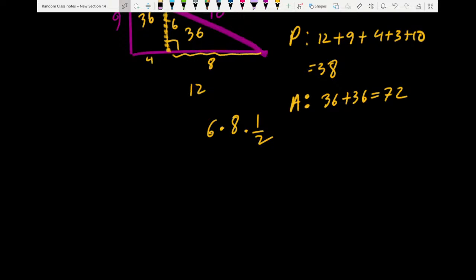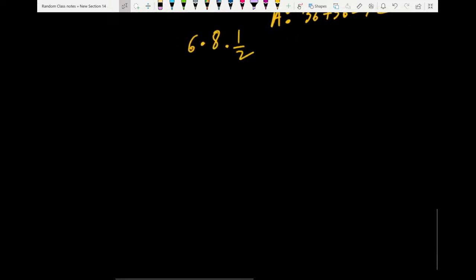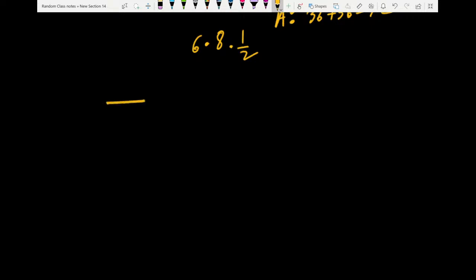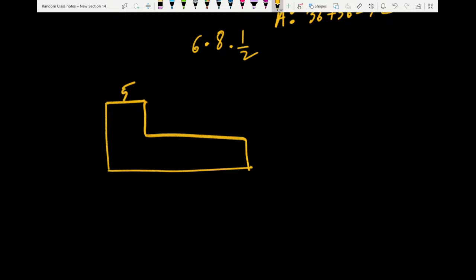All right, now that was pretty easy. Let's find some other one. This is 5, 7, 13, and 4. I want you to find the area and the perimeter. Go ahead, try it.